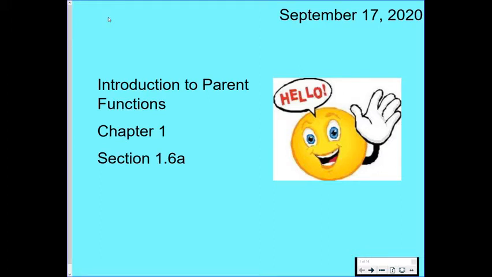The notes, you should have received a copy in class on Tuesday. It was a packet stapled together along with your homework assignment. So the notes you can take with me as we go through the lesson together.